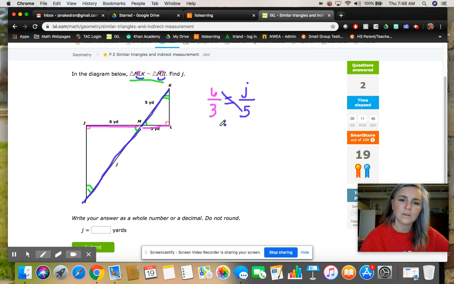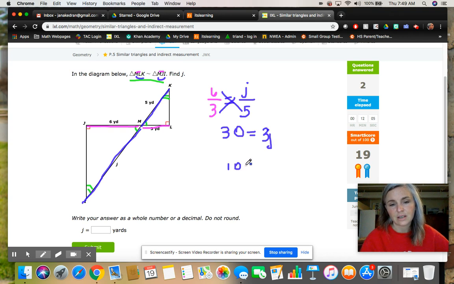And then cross multiply. So that is 30 is equal to 3J. And then if I divide by 3, because I'm trying to get J by itself, then I'm going to get 10. Just like we kind of saw when we were just looking at it.